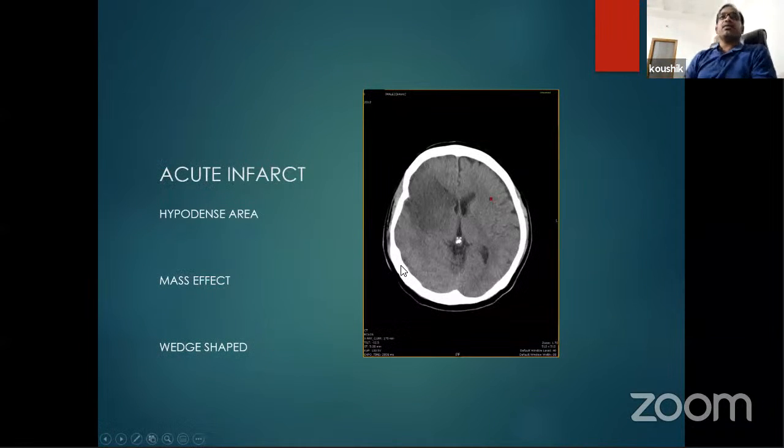Then we have the acute infarct. In an acute infarct, we have a hypodense area which shows some mass effect. Here, on the left side, the frontal horn of the lateral ventricle is normally visualized. On the right side it is compressed because of the mass effect. And usually these acute infarcts are wedge shaped. Here we can see it is well marginated and looks like a wedge.